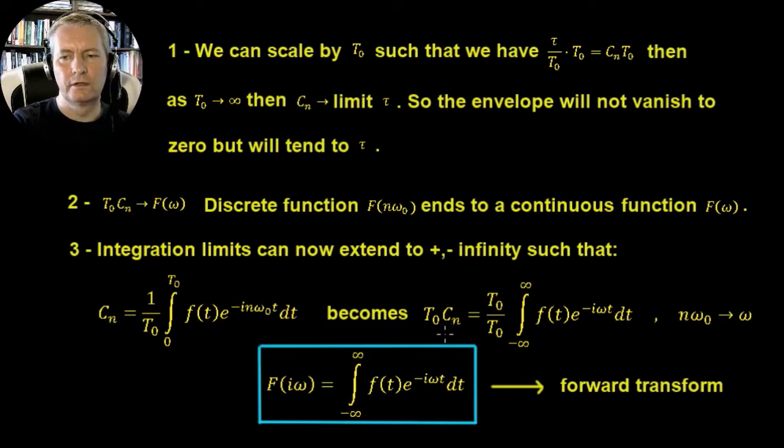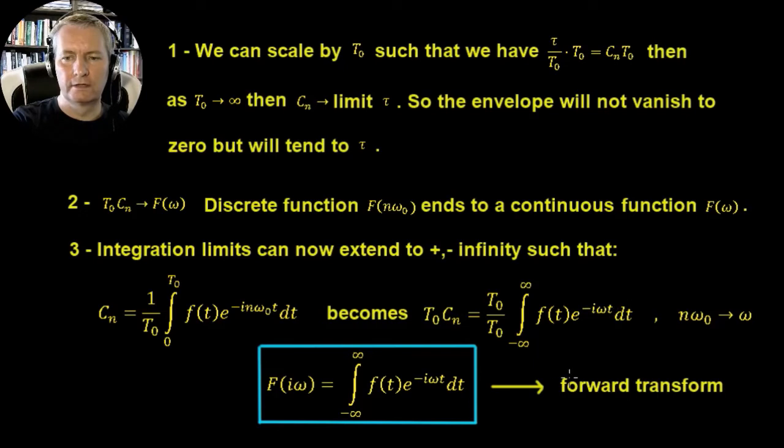But now we don't have Cn. We're replacing Cn with a scaled version. So the scaled version will be t naught Cn. So that's equivalent to multiplying this side by t naught. So the t naught will cancel out with the t naught, so that will disappear. Again, the limits were going from 0 to t naught, but the value of our period is tending off to infinity. So we could change that to minus infinity to plus infinity. Plus our n omega naught is going to tend towards a fixed frequency variable omega, a continuous variable omega.